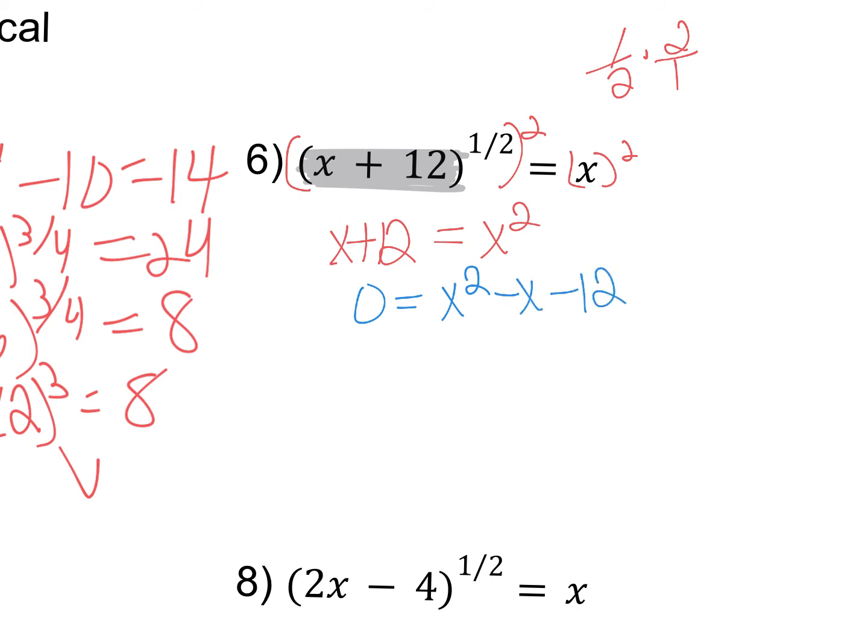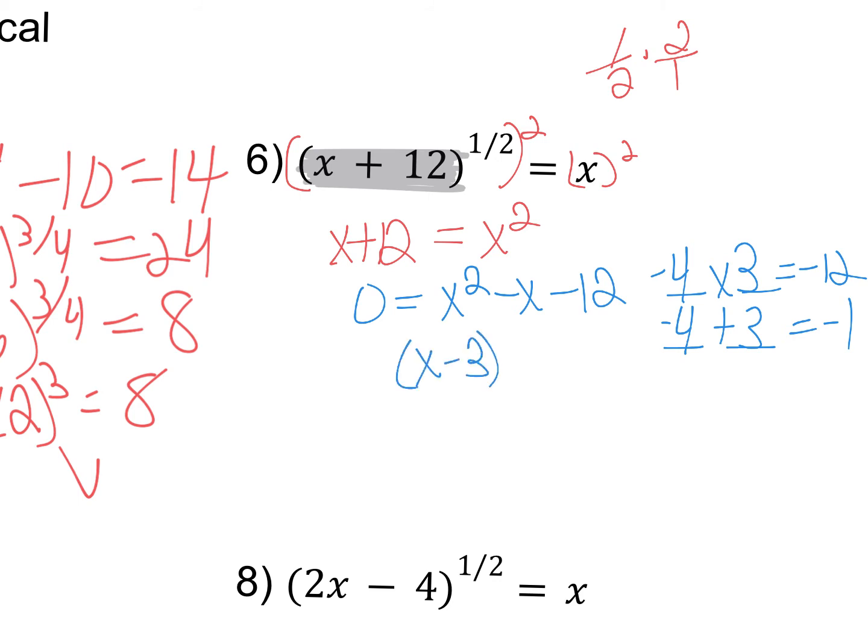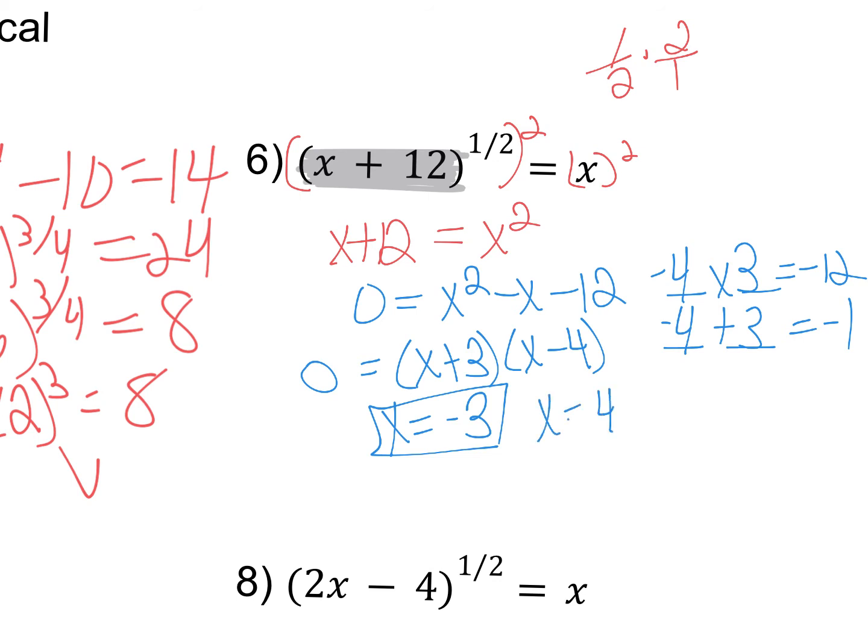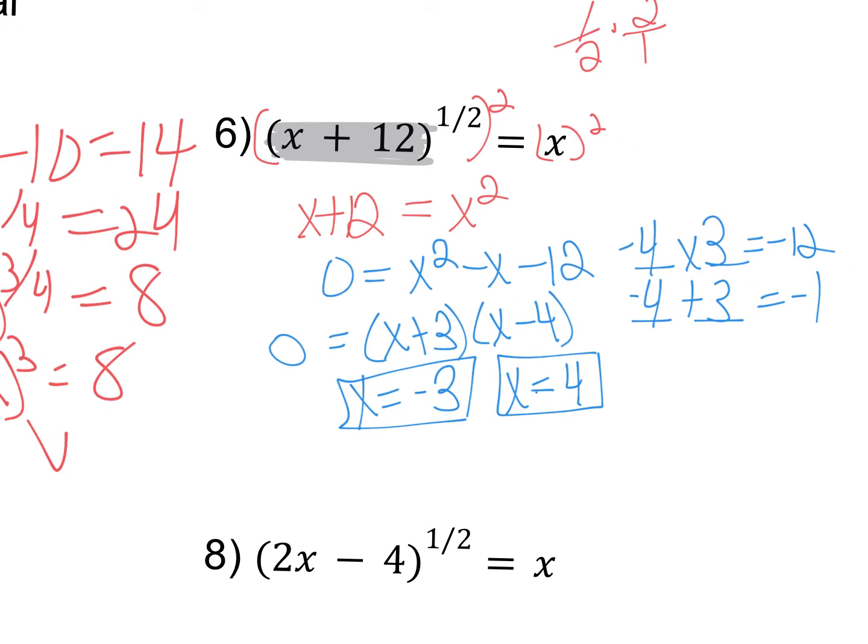Okay, so now we need to factor it. We're thinking what times what equals negative 12, and what plus what equals negative 1. Well, 4 and 3 here. If we get a negative 4 times positive 3, negative 4 plus 3. So our two factors are, excuse me, not x minus 3, x plus 3, and x minus 4 equals 0, which means our two solutions are going to be x equals negative 3 and x equals 4. However, when we have a rational exponent like this, we want to make sure we check that our solutions actually work.